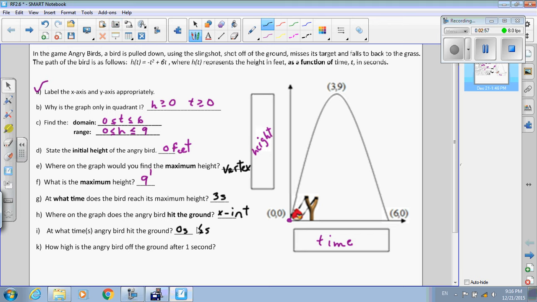So here, what you have to do is use the function and substitute t for 1. What you're actually doing is h(1), you're looking for the height at 1. It will be negative 1 squared plus 6 times 1. So negative 1 squared is negative 1, plus 6. So the answer to the last question would be 5 feet. And there you go. That's how you interpret graph applications using quadratics.